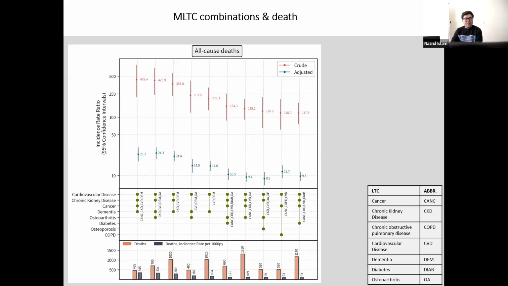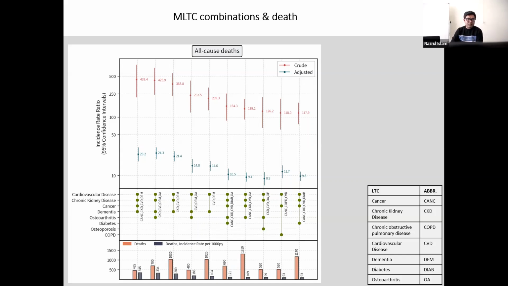In terms of deaths, just for the sake of reference, people with no MLTC had slightly below 1 per 1,000 person-year follow-up time. In contrast, among people with cancer, CKD, CVD, and dementia, the hospitalized death rate was 345. So the mortality was more than 400 times higher in this group, and in the top 10, the minimum was 118. That means the rate of death was more than 100 times higher for each of these top 10 groups.